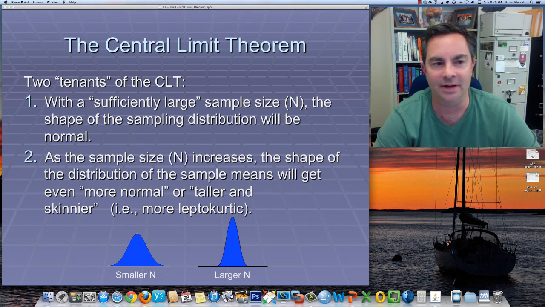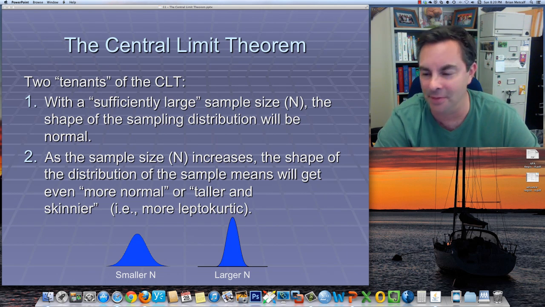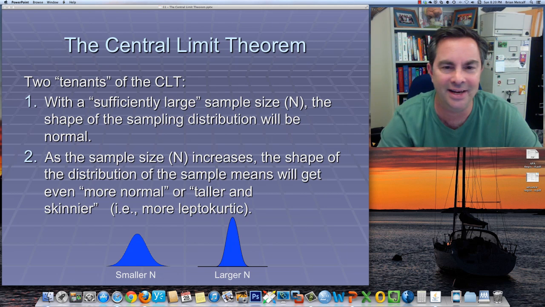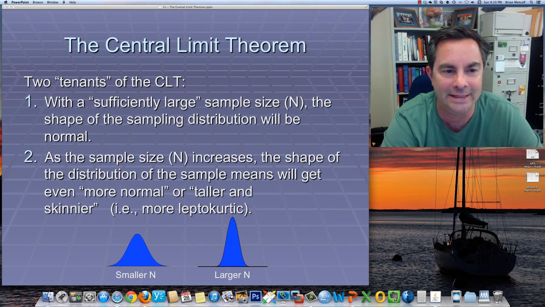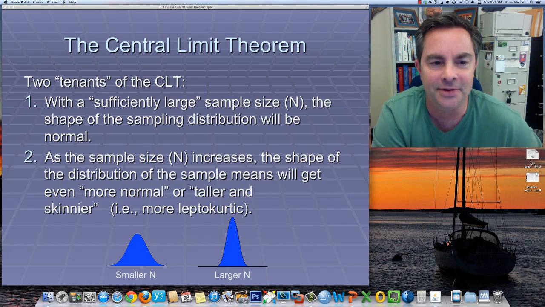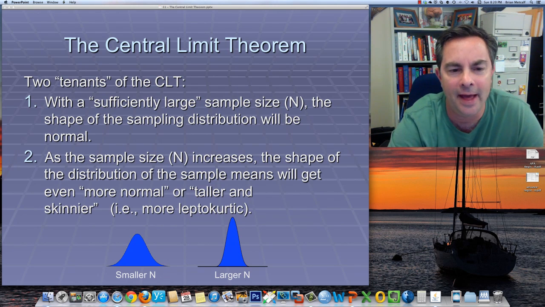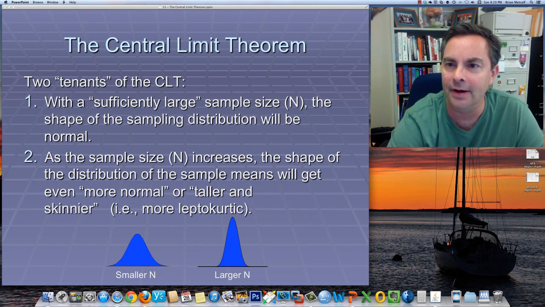In this episode, I'm going to say a few things about the central limit theorem. Now, it's a theorem, and mathematical theorems tend to be a little bit complex, but I'm going to tell you just the tiny little things that we need to know about it in order for it to make sense.